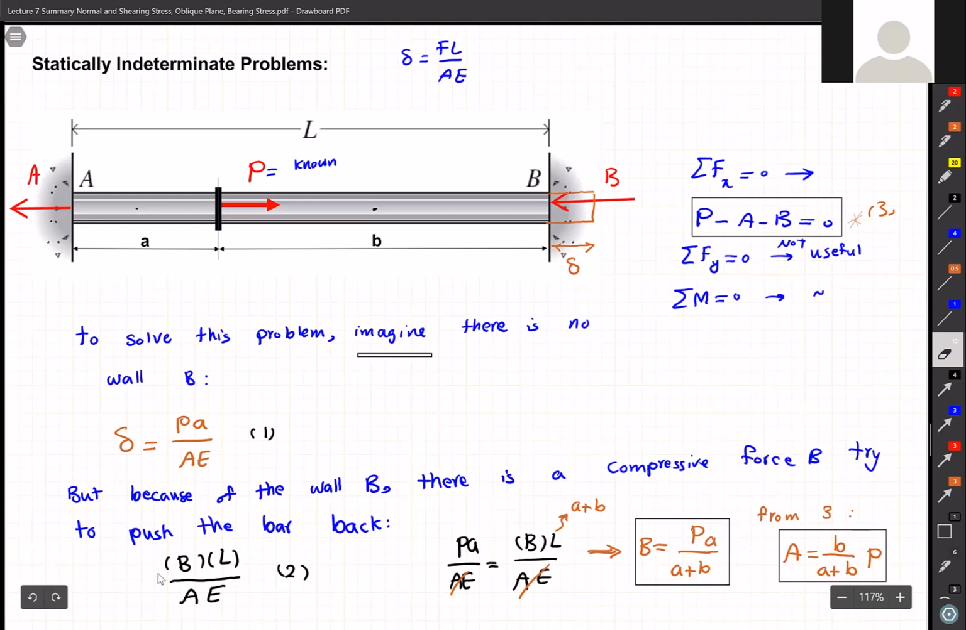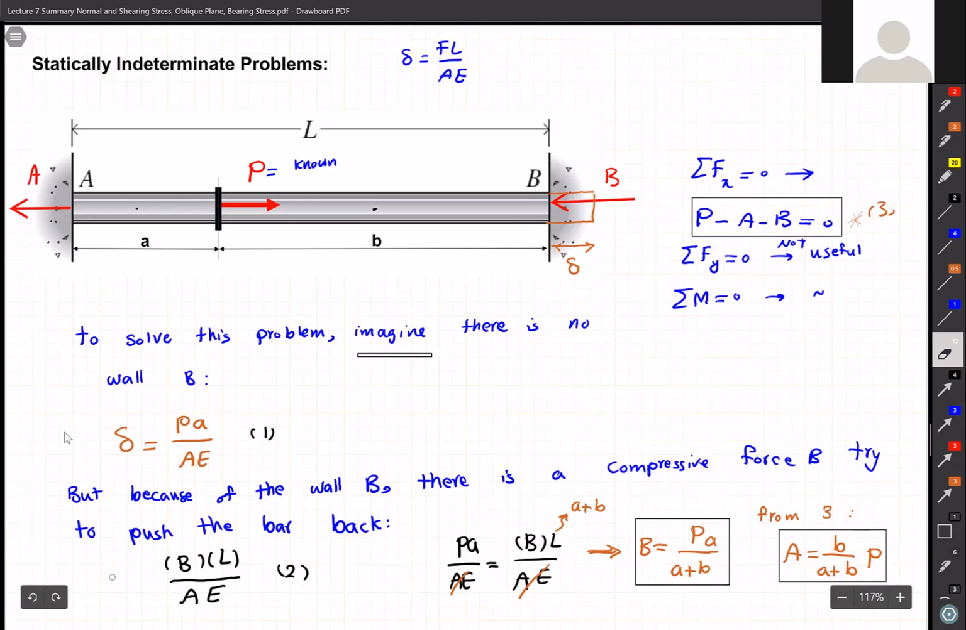Okay. Now we said, okay, this is our imagination. Because there is this wall B, then this delta shouldn't be there. Whatever this delta is, wherever it comes from here, it must be canceled by this B. So this B has this power, this amount to compress it, and it has to cancel this one. And that's the reason I said 1 and 2 must be equal. Is it clear now or no?